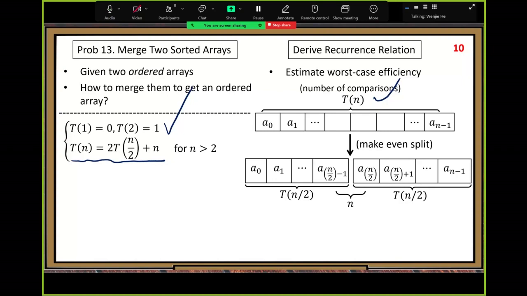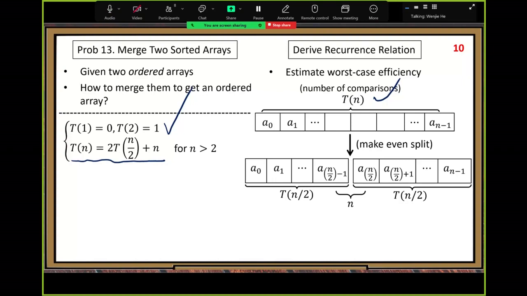Our next step is to use this recurrence relation to help us estimate how large the T function is. Where does the plus n come from?